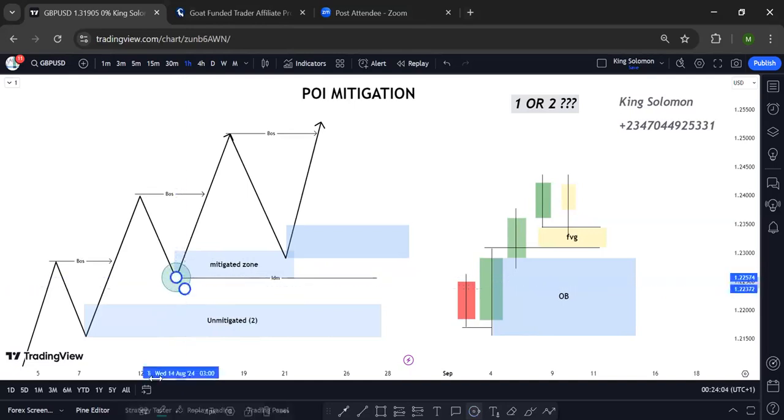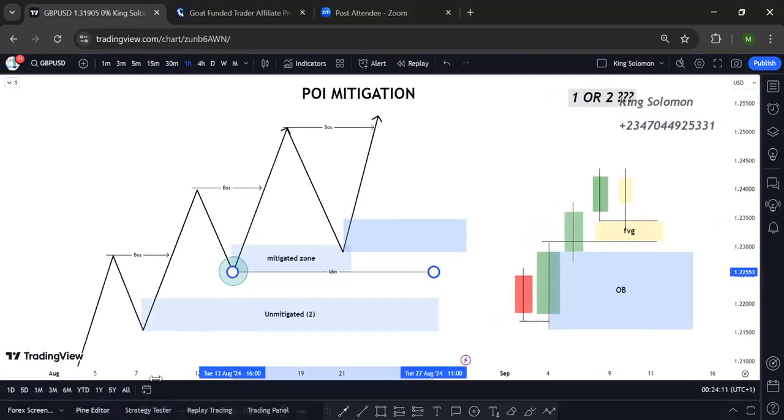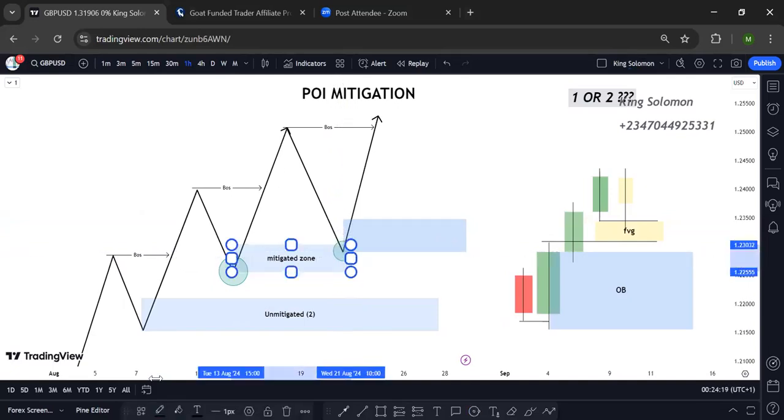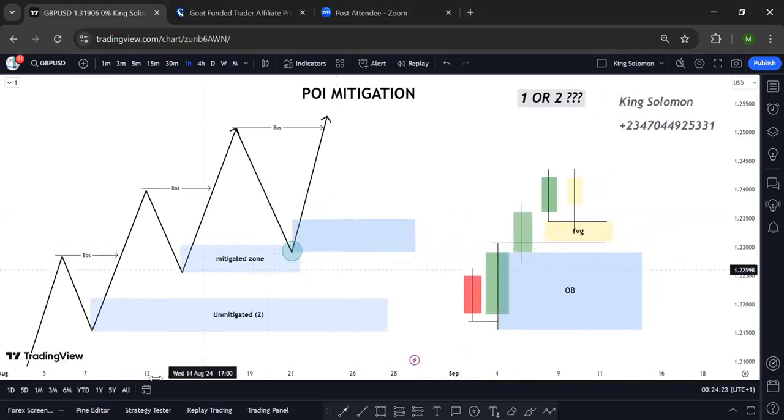Let's say there's a power here. For it to cause a break of structure to the upside, power has been shifted from here to here, right? Now, there's no more power here. That's what you should be conscious of, right? So there's no more power here. The power has now been shifted to this zone.